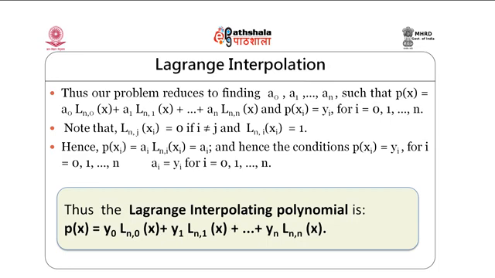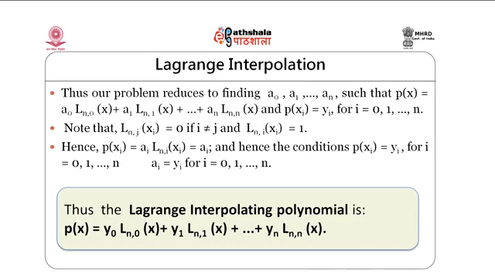l_{n,j}(x_i) will be equal to 0 if i is not equal to j, and l_{n,j}(x_j) will be equal to 1. You can look at the form of the l_{n,j}, and from that we can easily deduce these facts about l_{n,j}. So, when j and i are different, that will be 0 and l_{n,j}(x_j) will be equal to 1.